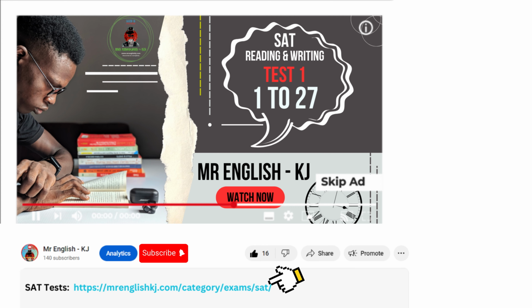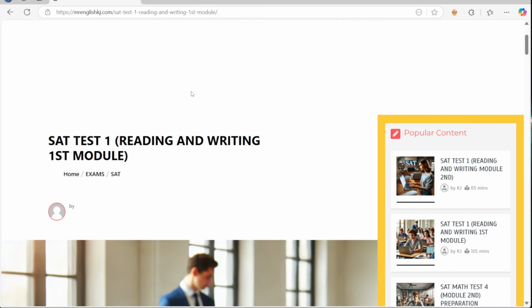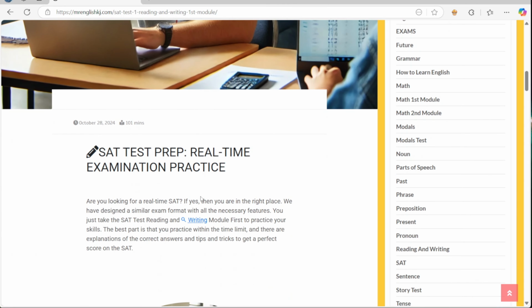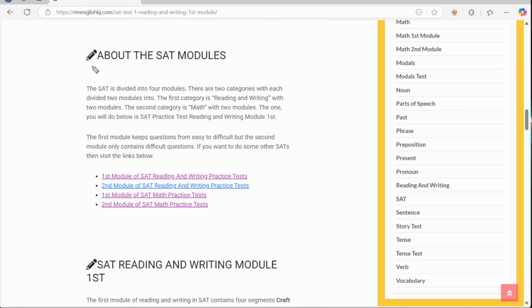When you click on the link, this window will pop up. Scroll down, as you can see. This is the SAT test first, module first, reading and writing. Just like the math test, if you have taken it, when you scroll down, there you will find the about section. Here you can see some links.